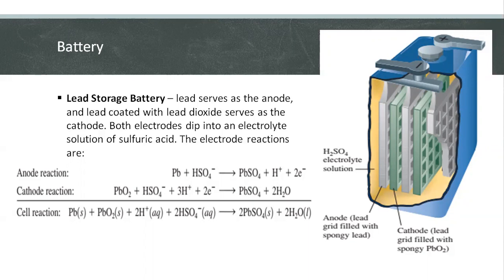A typical automobile lead storage battery has 6 cells connected in series. Each cell contains multiple electrodes in the form of grids, as you can see in the figure, and it produces approximately 2 volts for each cell. So it gives a total battery potential of about 12 volts.